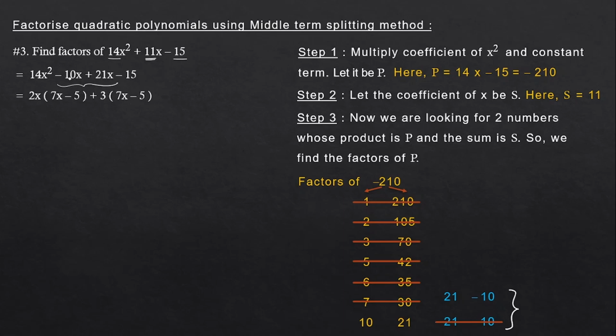Furthermore, between the two terms, 2x is common. I'm left with 7x minus 5. Between the next two terms, 3 is common. I get 7x minus 5. So the factors are 7x minus 5 times 2x plus 3.